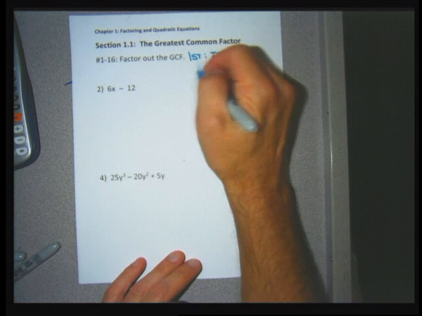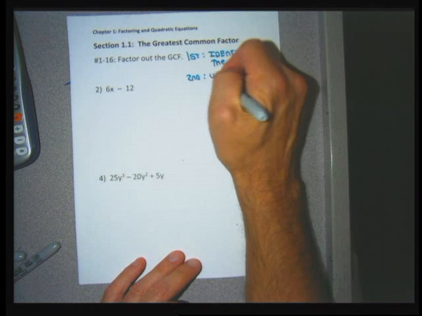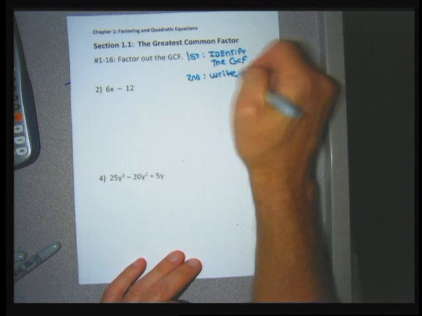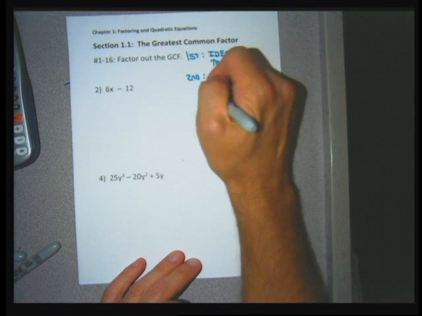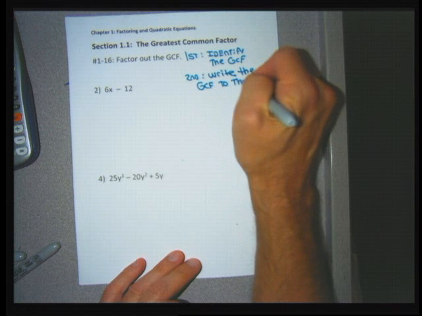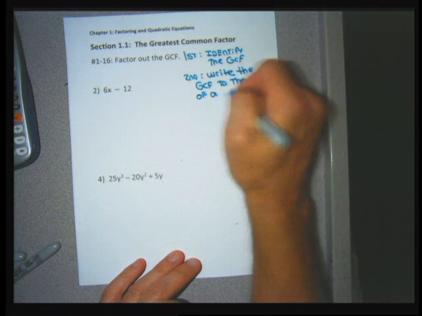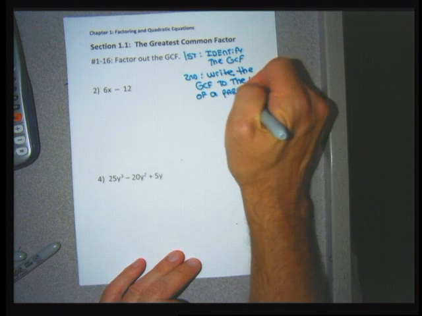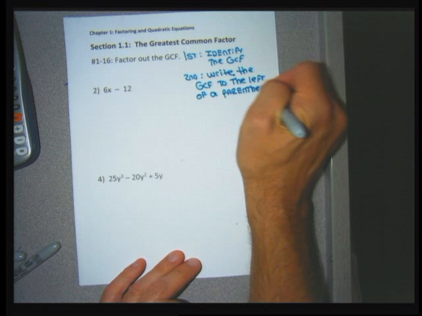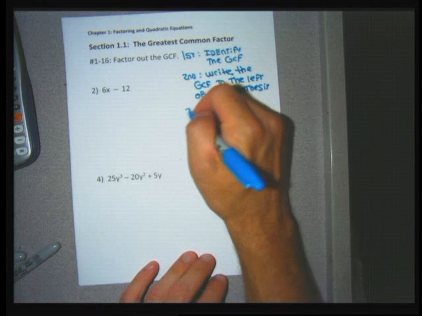And then I'm going to write the GCF to the left of a parentheses. So let me get started with those two steps, and then I'll talk about how to finish it up.